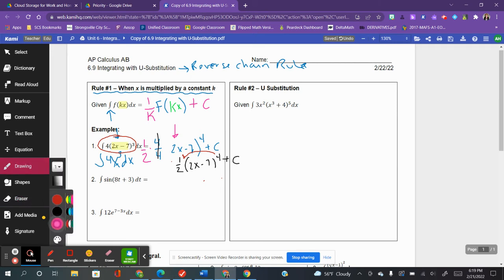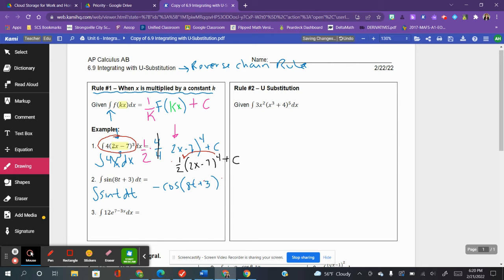Okay, let's do the next one. So my next one, I have the antiderivative of sine of 8t plus 3. What I'm really going to do is find the antiderivative of sine of t, and then I'm going to deal with whatever was inside. All right, the antiderivative of sine. Well, the derivative of cosine is negative sine, but there is no negative here. So really the antiderivative of sine would be negative cosine. Whatever was inside stays there. So of 8t plus 3.